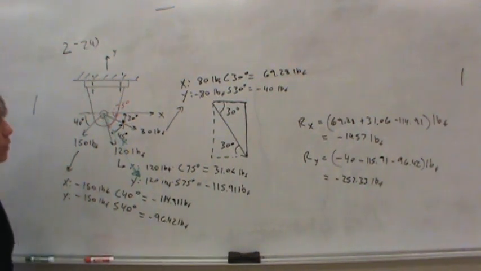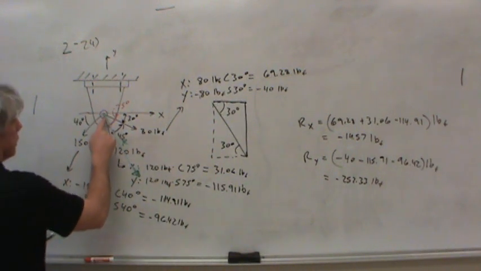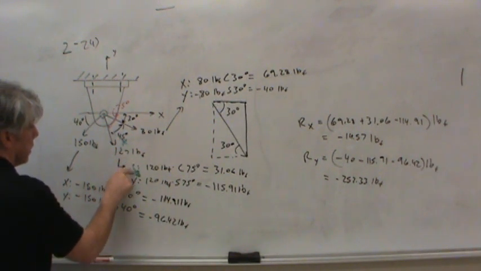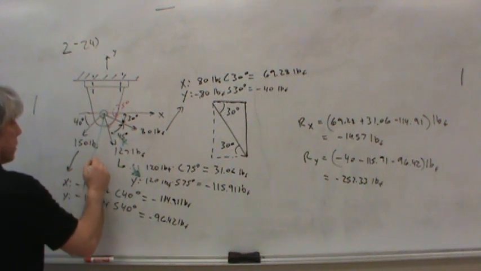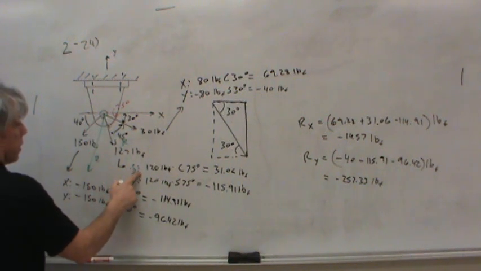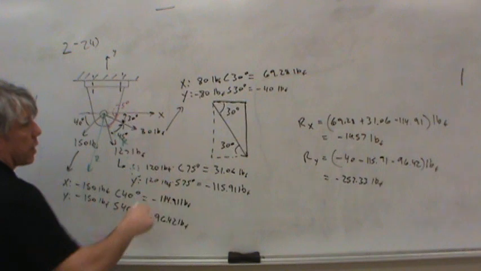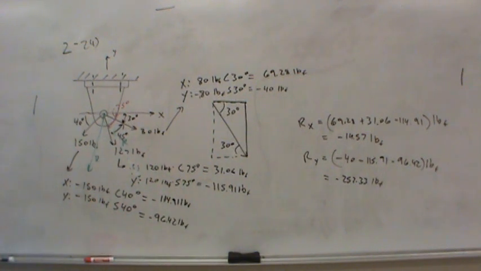So the resultant force, what's wrong with what I drew here? Wrong direction, isn't it? It ought to be something more like this. There's where it ends up. How do I know that? Because the horizontal component was negative. Just barely, but it's negative.